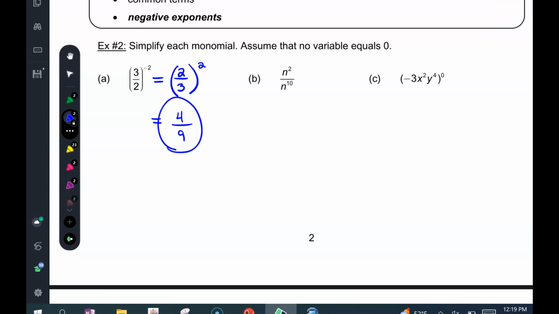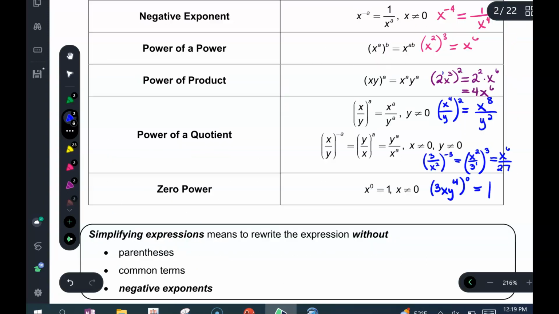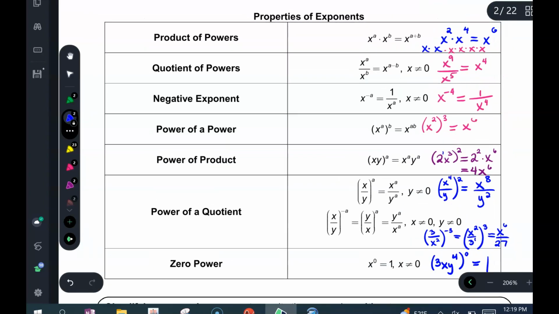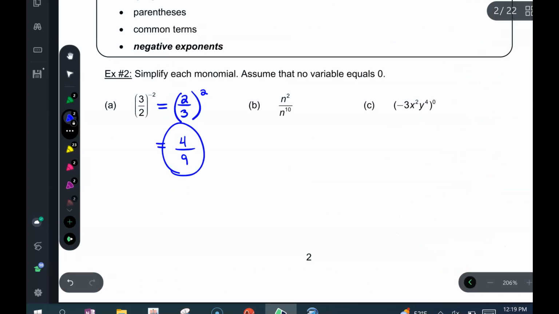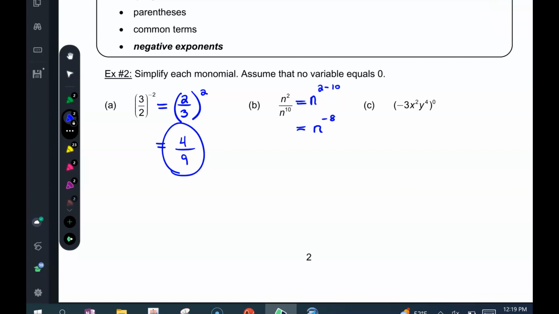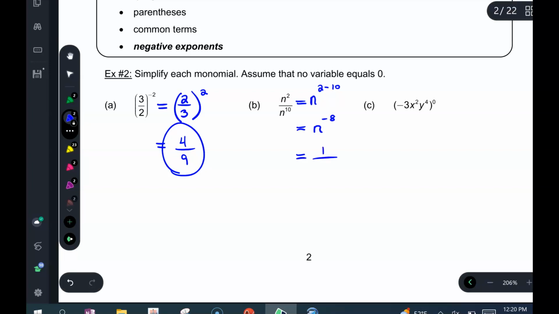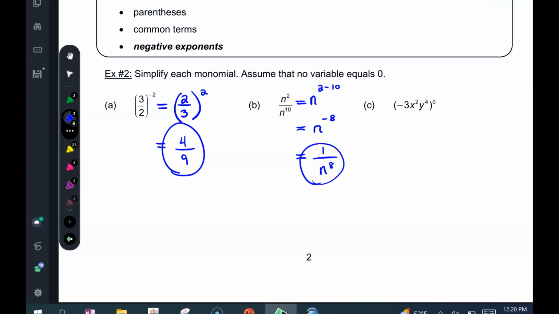Okay, n squared over n to the 10th. Which one does this look like? This looks like the second one, quotient of powers. So what can I do to simplify that? Actually there's a couple different ways. You could do 2 minus 10, which gives us negative 8. Now I don't want to leave a negative power, so how do I rewrite that? 1 over n to the 8th. Good. Does anybody know of a different way that you could also look at that?